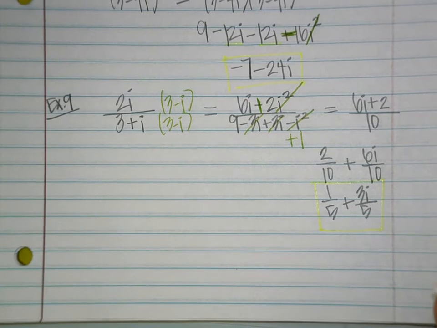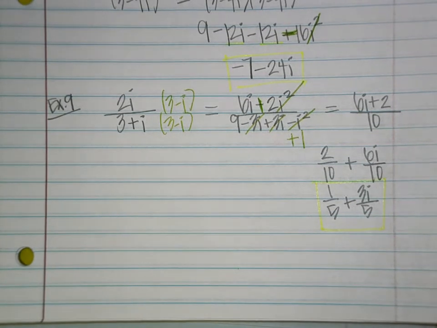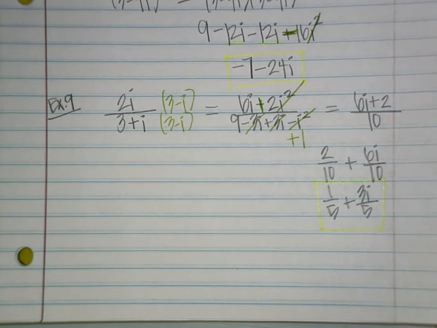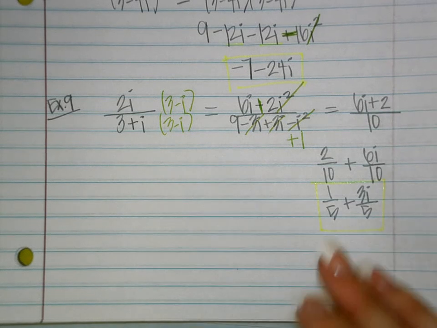Questions on how we did any of this? Okay, homework for this is going to be Unit 5 review in your packet. You're doing the odds.